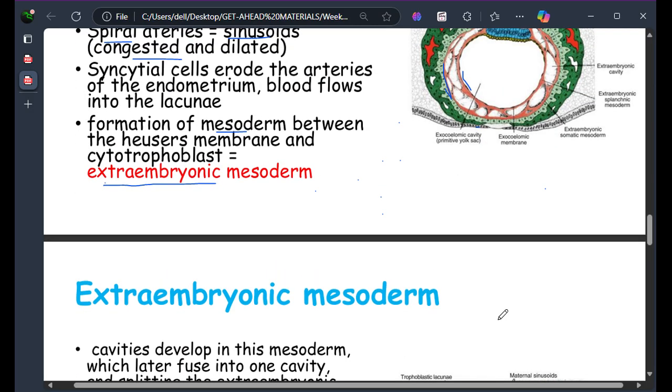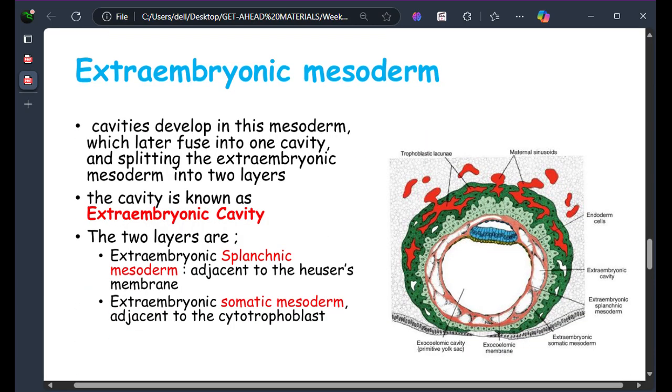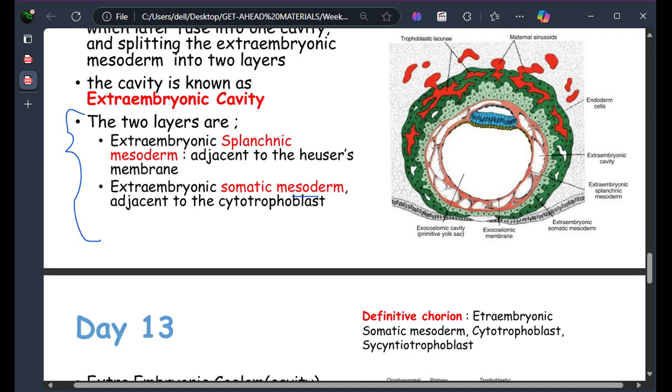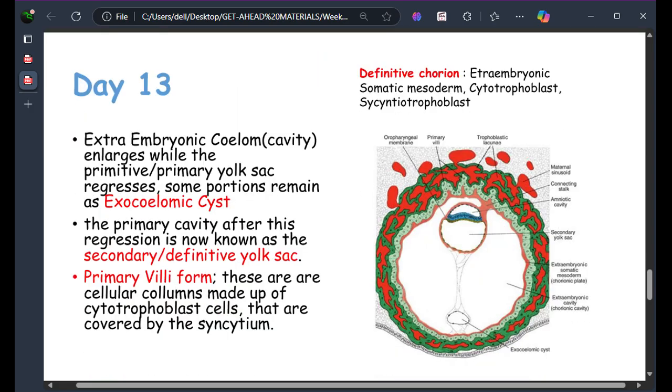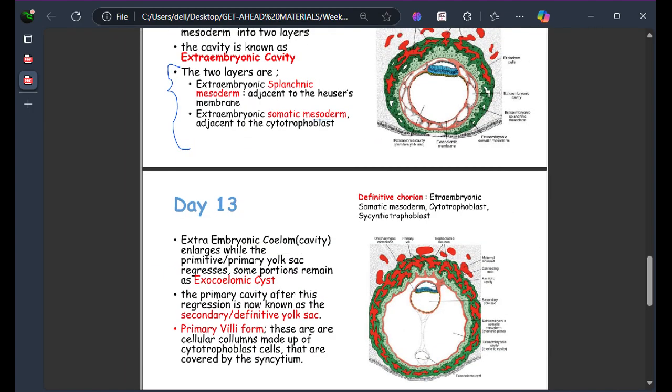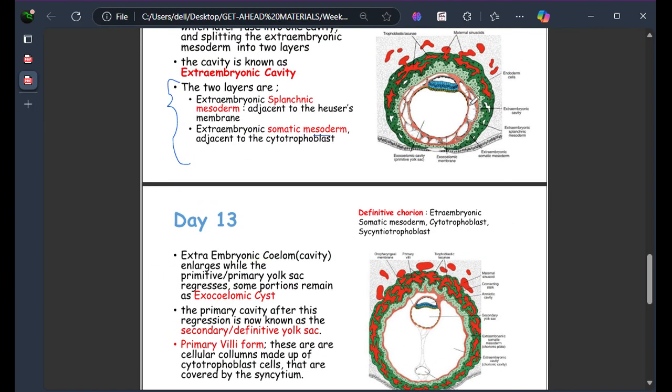All right, so this is basically explaining what I'm just saying, the two layers that now exist in the mesoderm. So day 13, what happens on day 13 is what you basically see here: enlargement of this extraembryonic cavity that is developing, that is splitting the extraembryonic mesoderm. It's being enlarged like this.